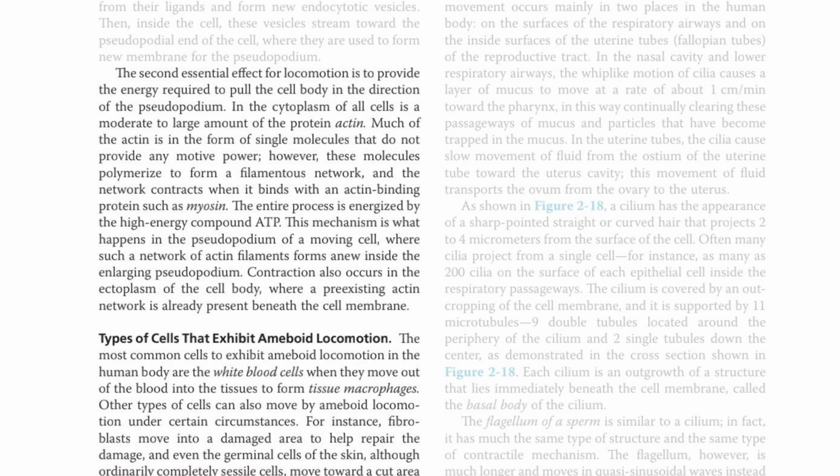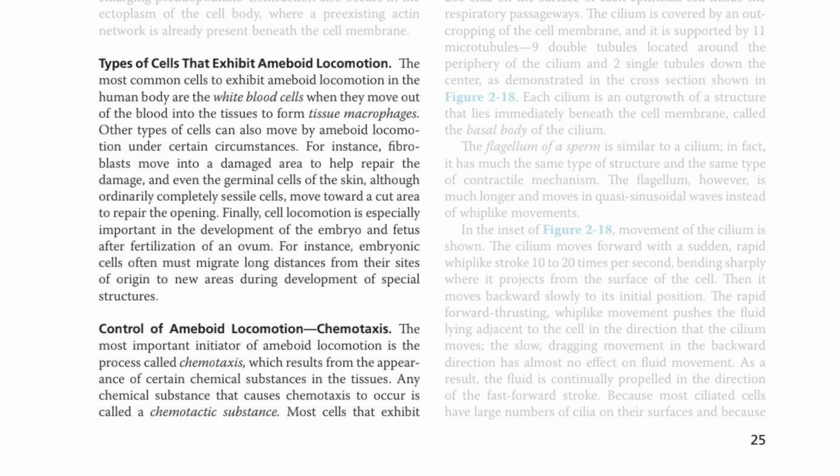Contraction also occurs in the ectoplasm of the cell body, where a pre-existing actin network is already present beneath the cell membrane. Types of cells that exhibit amoeboid locomotion. The most common cells to exhibit amoeboid locomotion in the human body are the white blood cells when they move out of the blood into the tissues to form tissue macrophages.